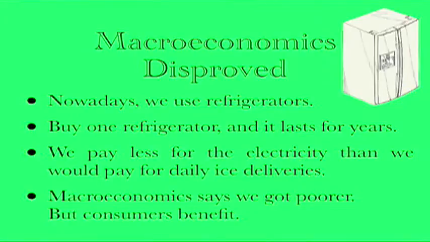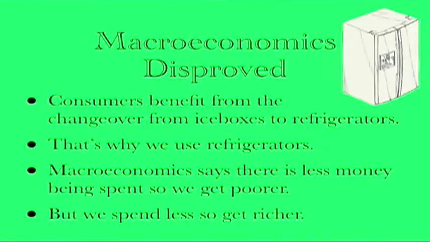Macroeconomics says we get poorer, but consumers benefit. Consumers benefit from the changeover from ice boxes to refrigerators. That's why we use refrigerators. Macroeconomics says there is less money being spent, so we get poorer. But we actually spend less for the same value, so we are richer.